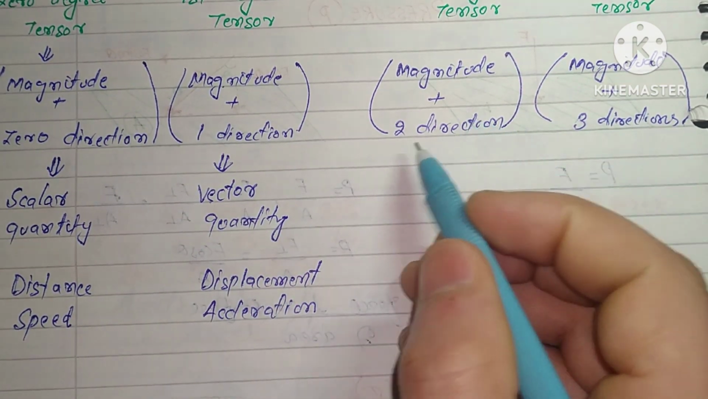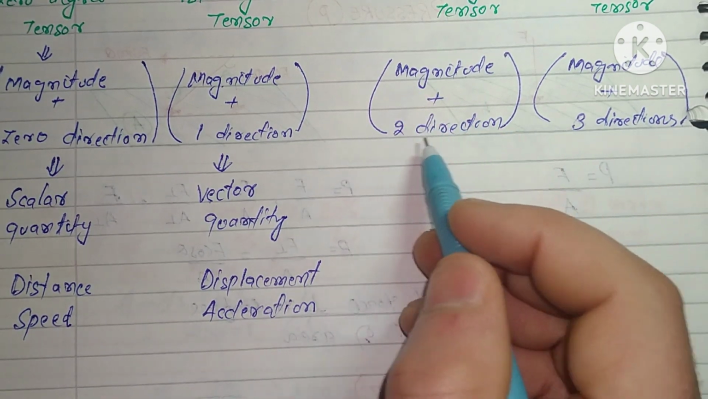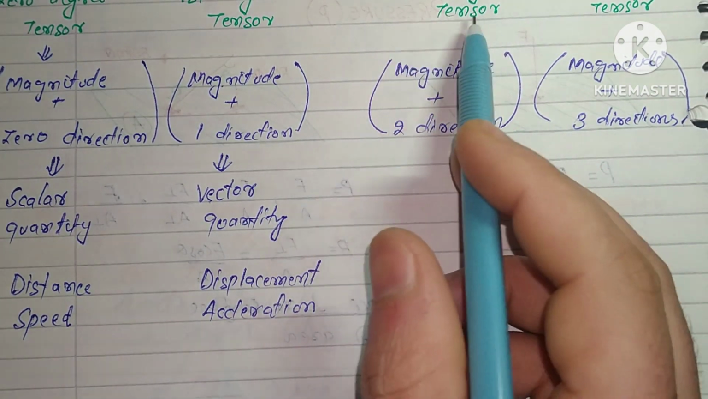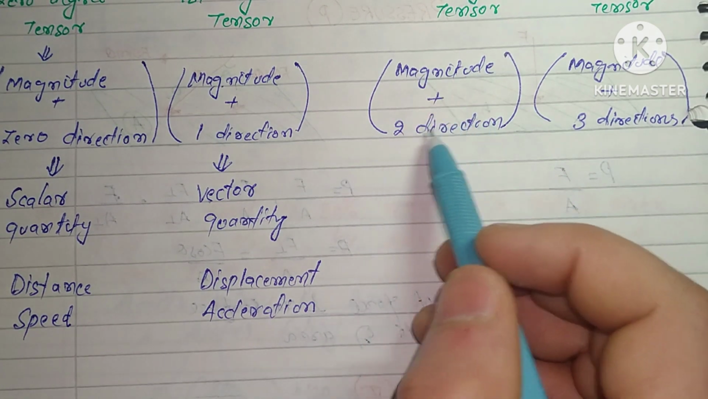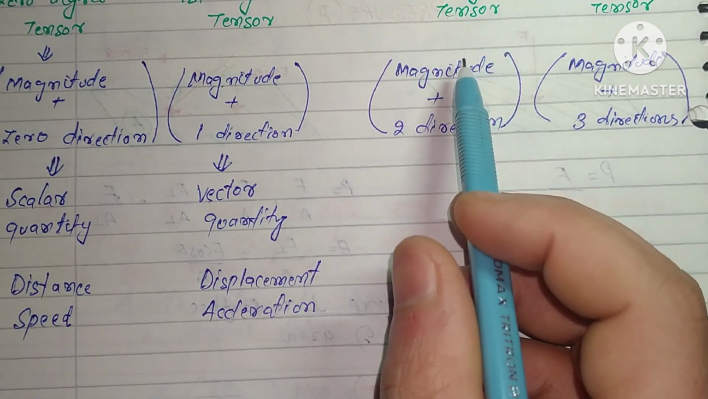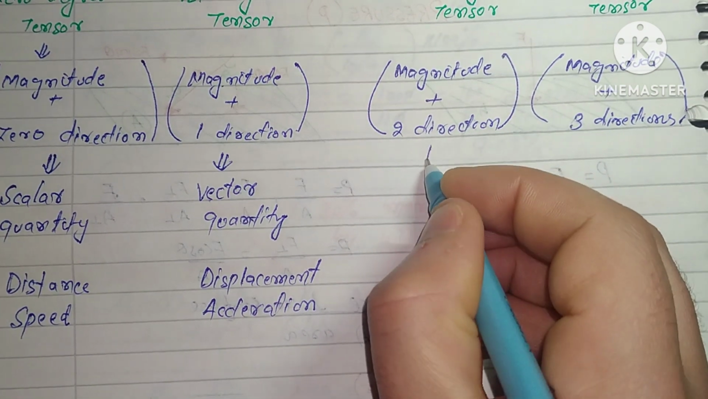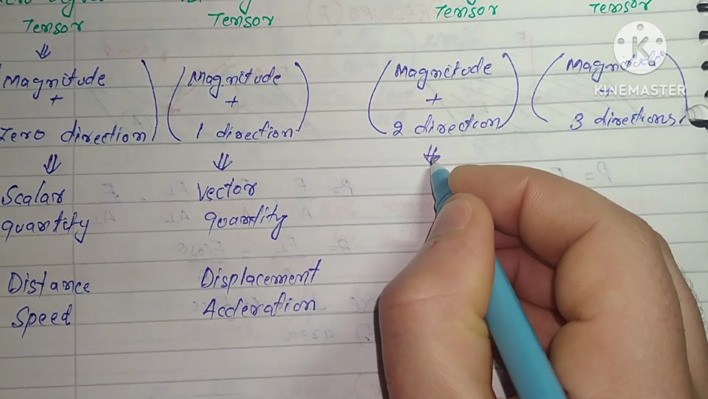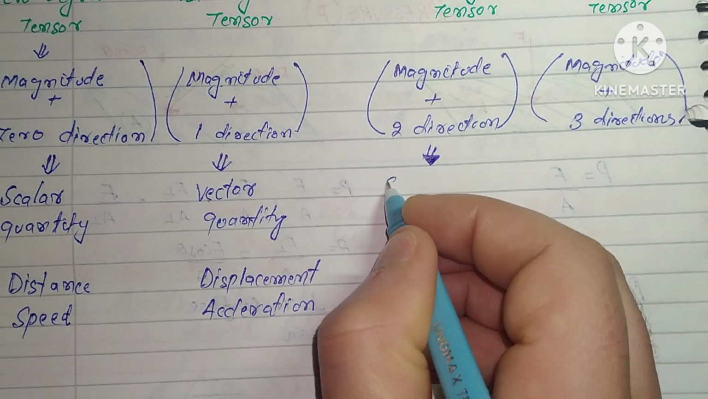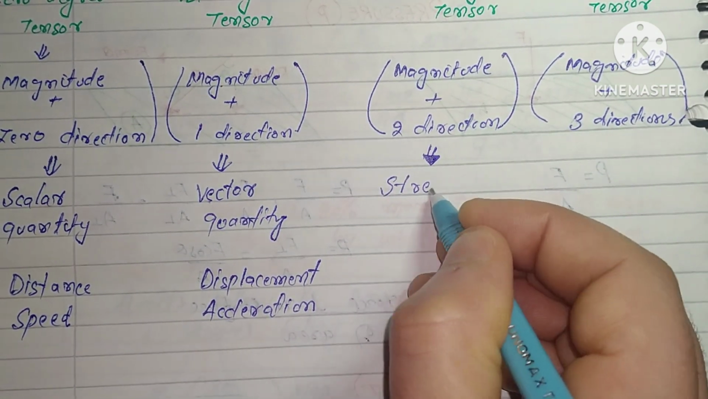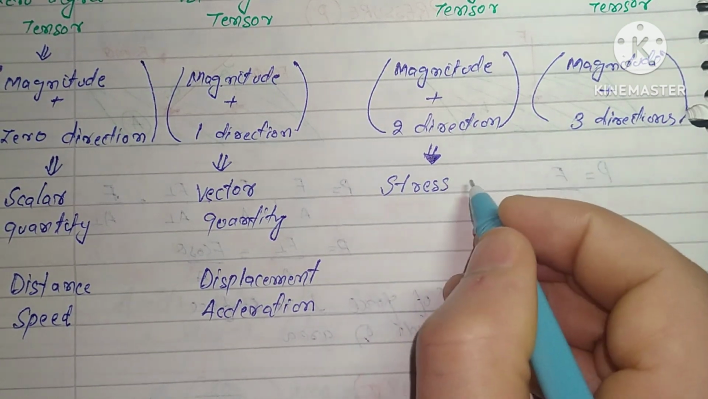Now the new quantity is magnitude plus two directions. It is called the second degree tensor or second order tensor because it has two directions. It has magnitude and two directions, so it is called a second degree tensor. Here the example is stress. What is stress? Stress is force per unit area.